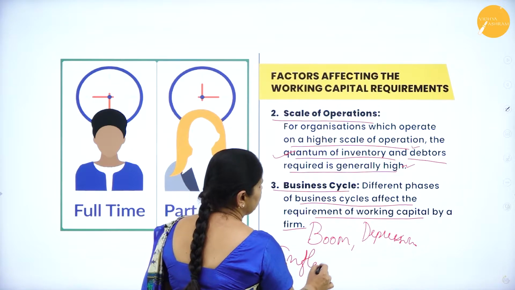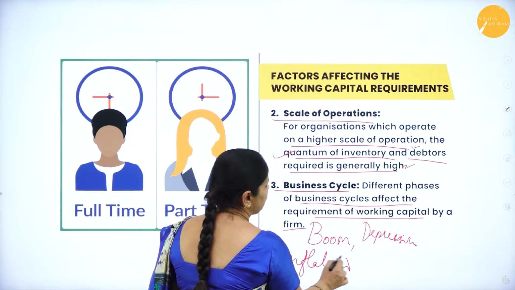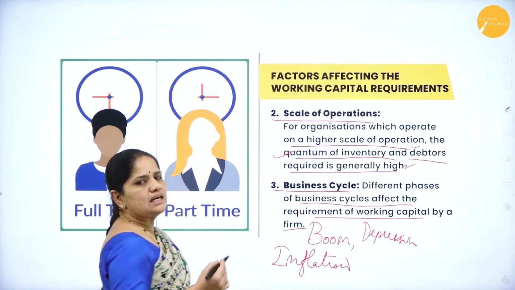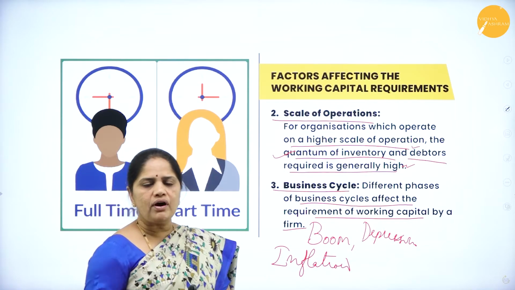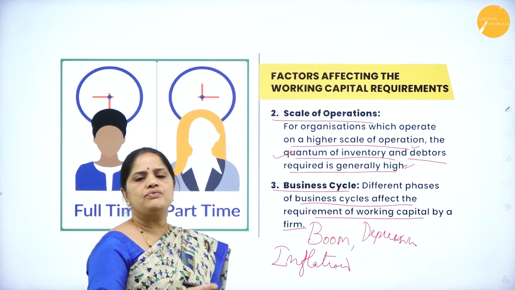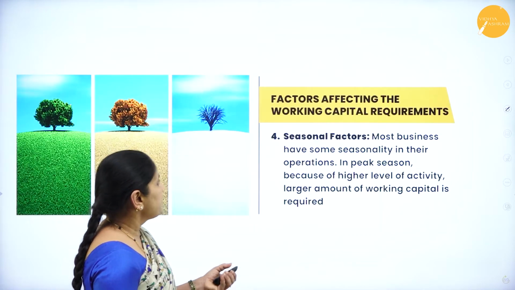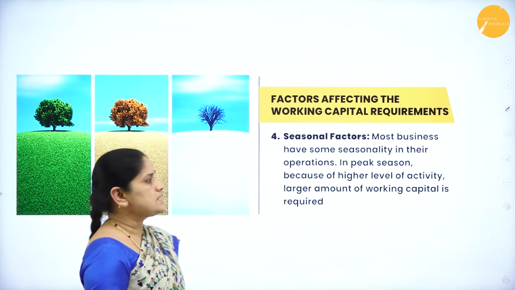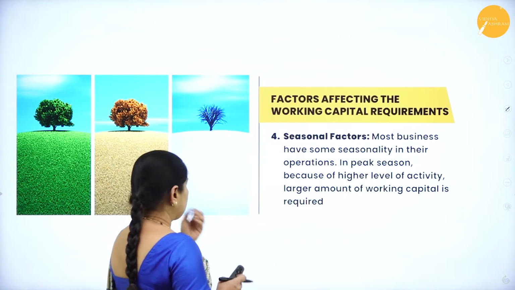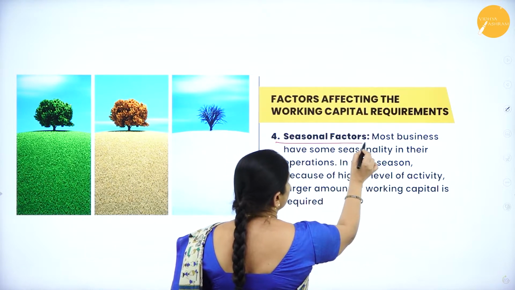So, the business cycles will always have a bearing on the inflation rate also. In the boom period, the prices keep on rising, whereas in the depression, there will be a fall in the demand, as a result of which there will be a fall in the prices of products. Now, the fourth factor which affects the working capital requirement is the seasonal factors.